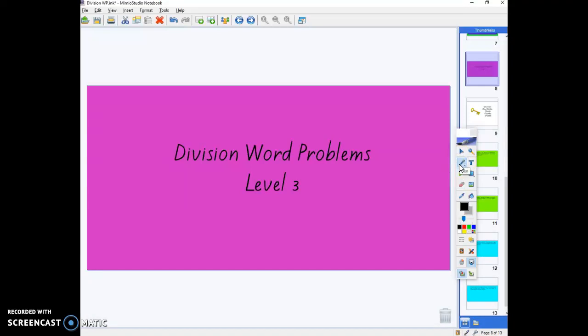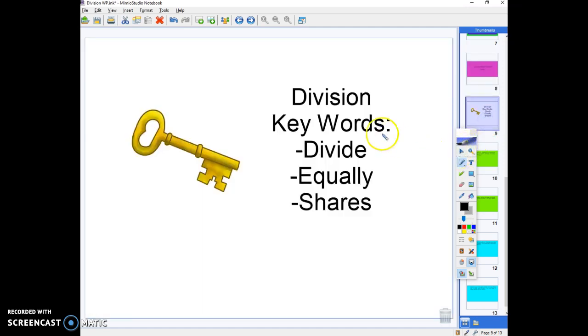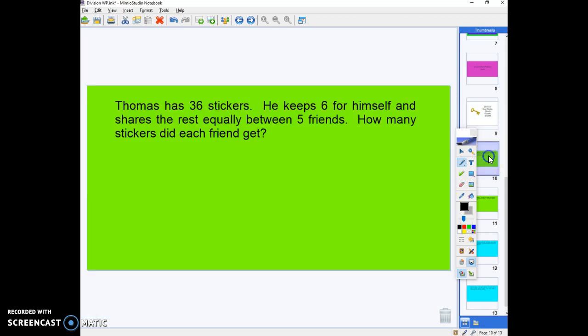Congratulations! You have made it to the last level of division. You are almost a division master. You're so close. So let's take a look at what this level has in store for you, and you'll become a master of division. So in division word problems, we see these keywords: divide, equally, and shares. That lets us know that we need to do some division. So let's take a look at these problems.